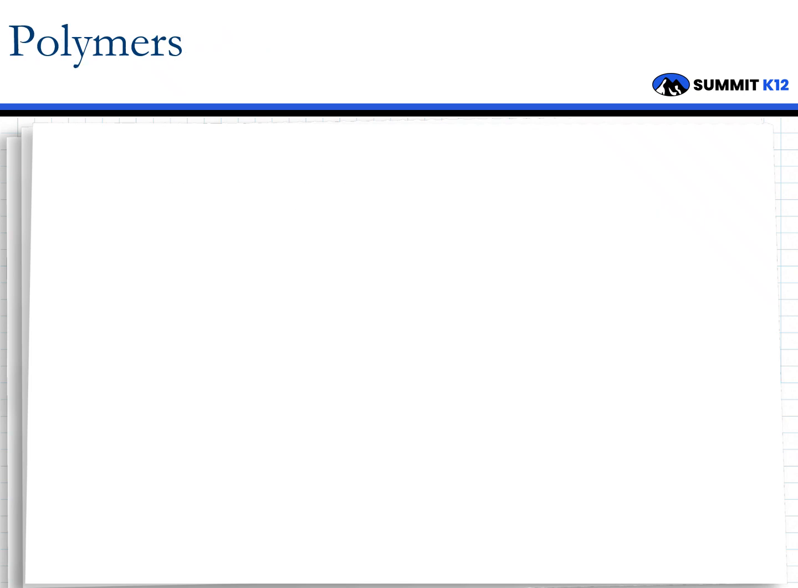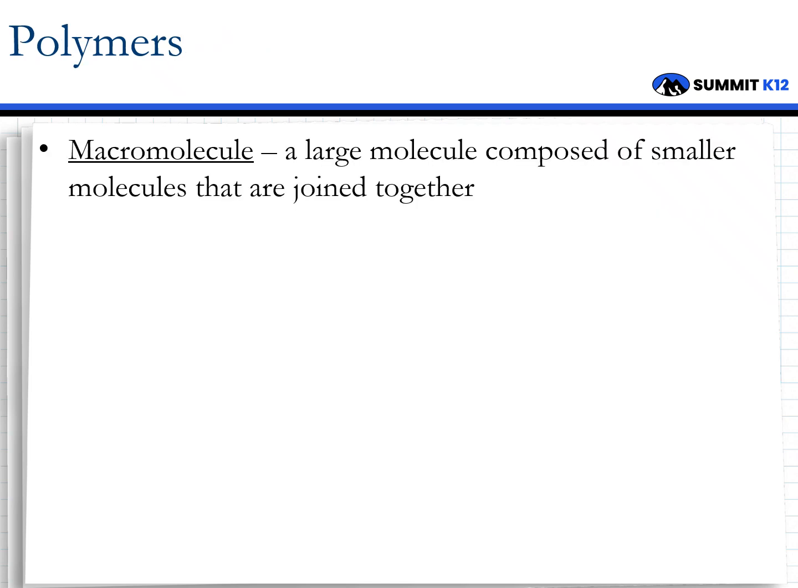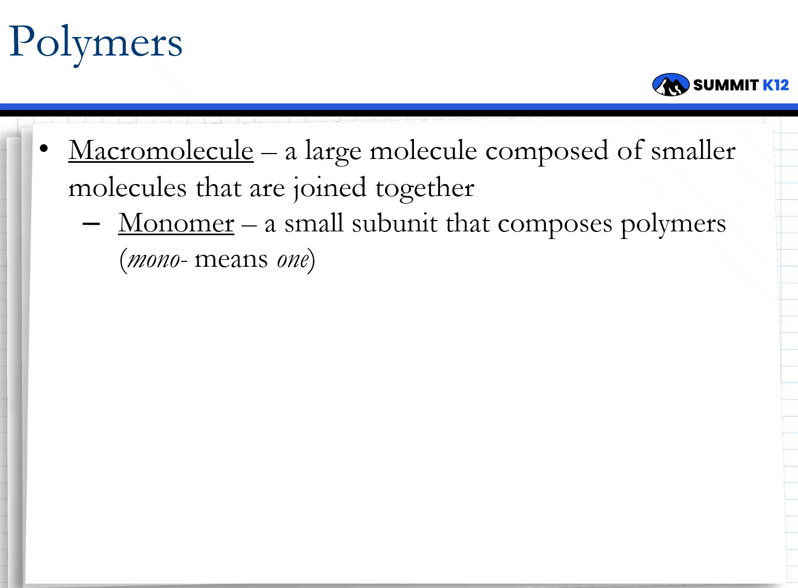So polymers, these are macromolecules, and they are a large molecule comprised of smaller molecules that are joined together. So macro means large, and molecule means molecule, obviously. Macro is your first Latin prefix, and it means big or large. A monomer is a small subunit that composes a polymer. So mono means one, one subunit.